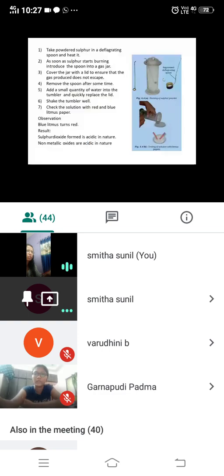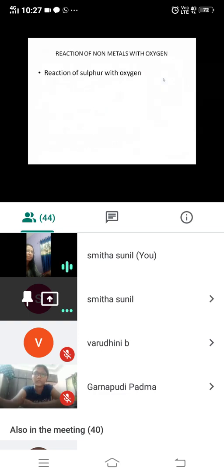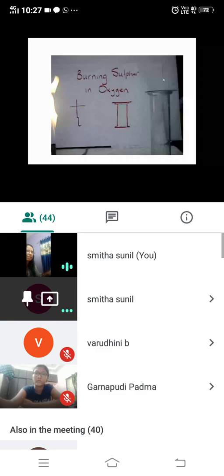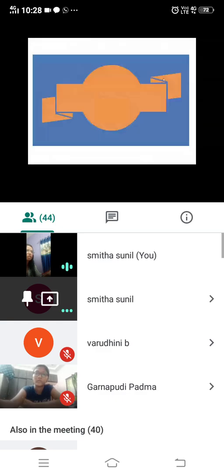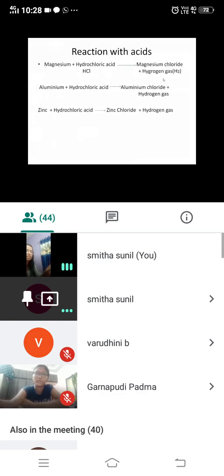In earlier classes, we had seen metals react with oxygen. Metals react with water, we have seen. Now we are seeing how metals react with acids. So metals react with acid to give magnesium chloride, this is an example of magnesium and hydrochloric acid. It will give magnesium chloride, which is a salt, and hydrogen gas. This is very important.